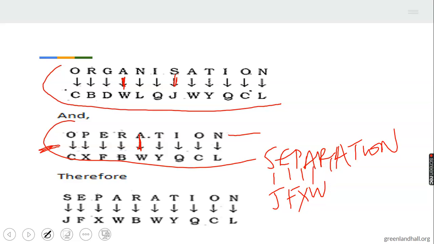Then R is what? We have R here, that's B. R here too is B. They will be the same because it's the same coding and decoding. A again is W. T is what? That's Y.